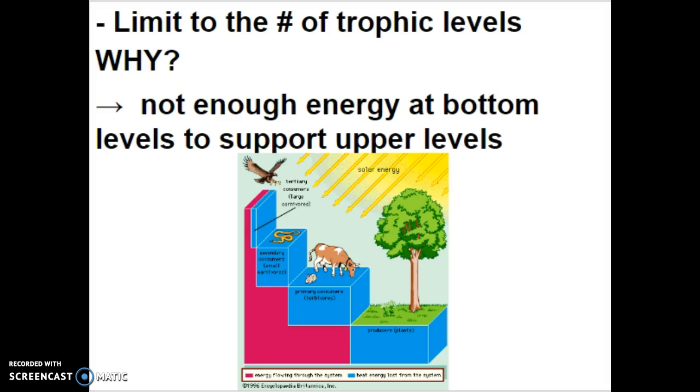If there's not enough energy at those bottom levels, the upper levels can't be supported. If there aren't enough producers or autotrophs for the herbivores or primary consumers to nibble on, there won't be enough of those to go around for our secondary or tertiary consumers to nibble on. So producers really make and set up the health of the ecosystem.